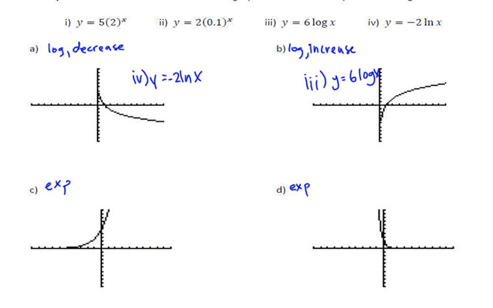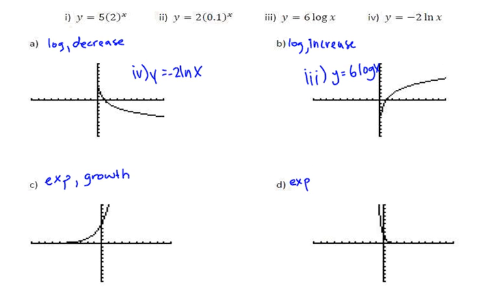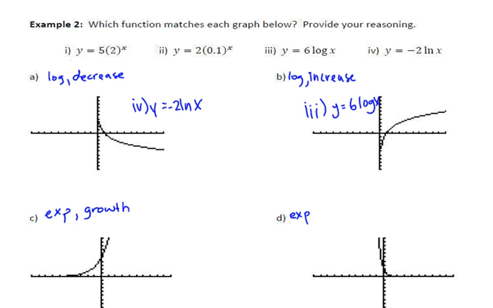Now, this is an exponential growth or decay? Growth. Review, Andrew. What value in an exponential function tells me it's a growth function? The B value. So which one has a B? Number 1. And the last one, this is a decay. Again, we look at the B value for exponential. So number 2.